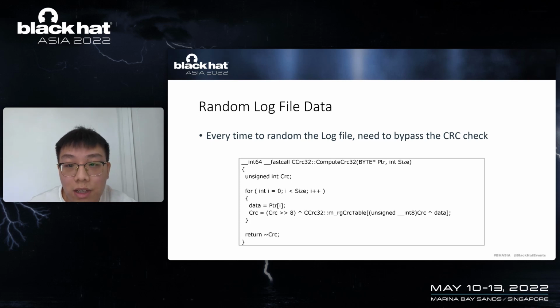By reversing the CLFS system driver, we can find that there is a CRC check whenever the BLF file is parsed. The following is the pseudocode. So we need to bypass this check before randomizing file data.